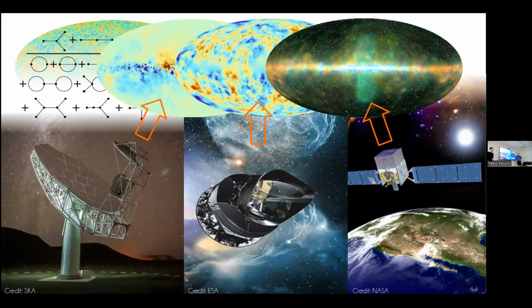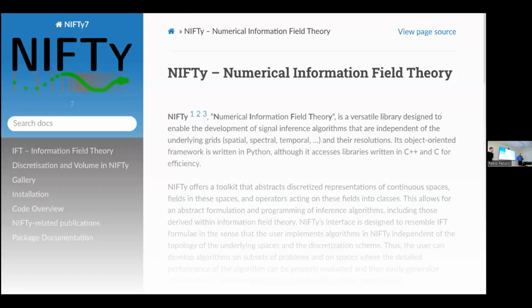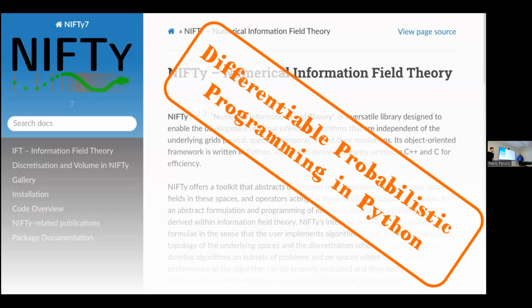In order to do that, information field theory is a theory, you write down equations, you have to solve these equations. And for that, you have to use computers. And my group is providing this nifty package, the Numerical Information Field Theory package, NIFTY, which allows you to do such things on your own laptop. What is NIFTY? It is a differentiable programming, probabilistic programming language or library in Python.